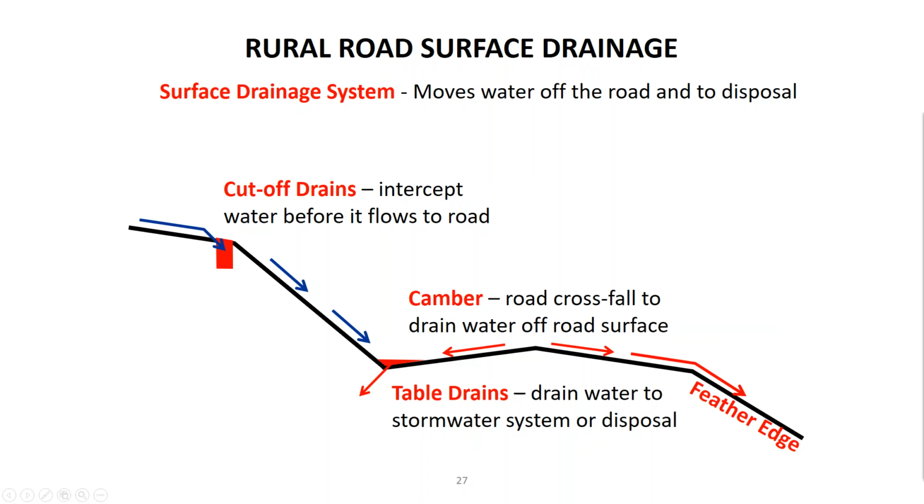drains or streams. Above the road is a cut-off drain. Cut-off drains intercept water falling on the surrounding area before it reaches the road's drainage system. So if you have an elevated area above the road, then it's best to put a cut-off drain there so that the rain that falls on that area doesn't contribute to the drainage system you have to put in for the road.